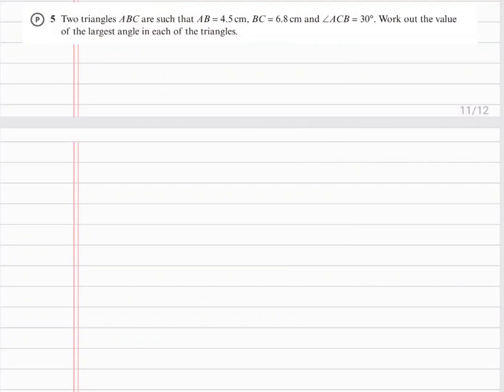Hi everyone, this video is on exercise 9C question 5. This question is on the ambiguous case of the sine rule, and I'm going to explain that in more detail once we start the question.